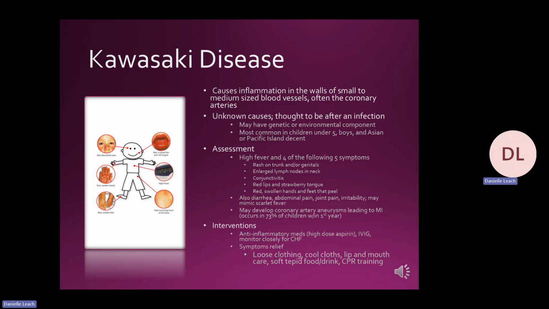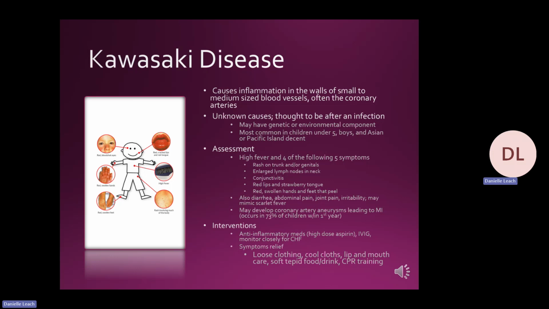They can also have diarrhea, abdominal pain, joint pain, irritability, and like I said, they may develop a coronary artery aneurysm leading to an MI, which actually occurs in 73% of children within 1 year. So interventions for this, they're going to be on anti-inflammatory meds, usually high-dose aspirin. So one of the only instances where we are actually giving them aspirin. And this is going to be like antiplatelet therapy to decrease the risk of the coronary artery aneurysm. So they're usually going to be on that for like 6 to 8 weeks at least.